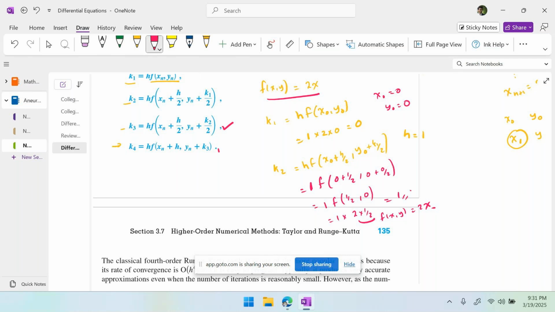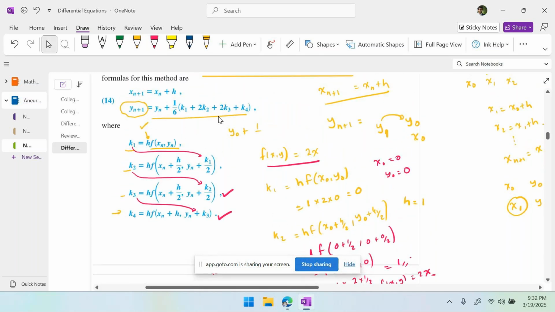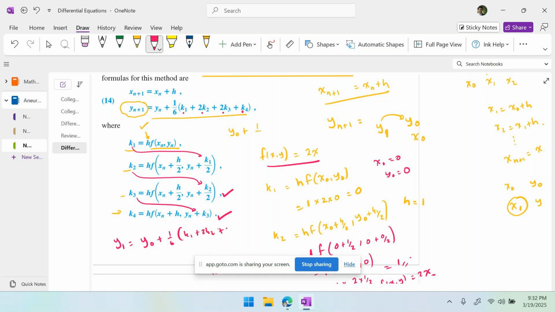Similarly, you can find k3 and then you can find k4. All these things are linked with each other. To find k2 you need k1, to find k3 you need k2, and likewise. So you can find k1, k2, k3 and k4 values. And so now you have the values here, here, here and here, and then that means you have the value of yn plus 1, which is y1 in our case. So that is equal to y0 plus 1 over 6 (k1 plus 2k2 plus 2k3 plus k4). Substitute these values that you found and you get y1. And this process will be repeated.